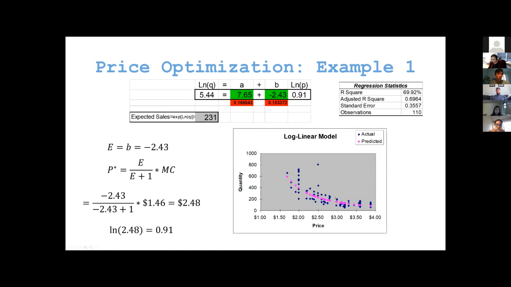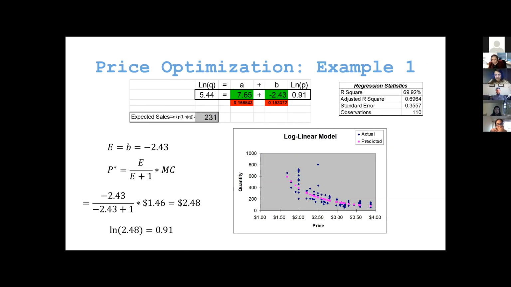So, any questions? Let me stop before I keep going. Any questions on this? I have a question. Yes. So just to understand the interpretation, we take the log of this price, 2.48, and what is 0.91? If I take the log of 2.48, it equals 0.91. Yeah, so what will be the interpretation of this number?